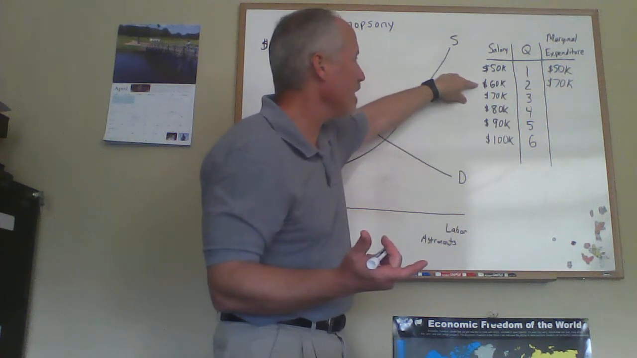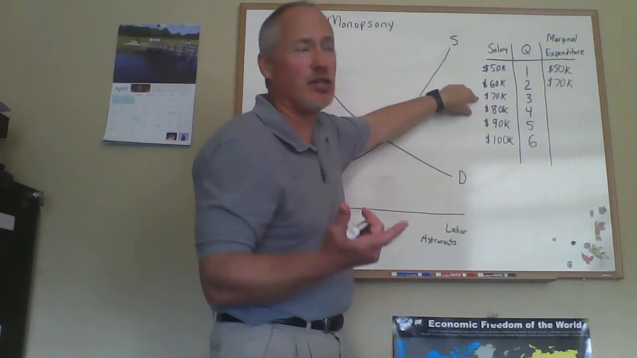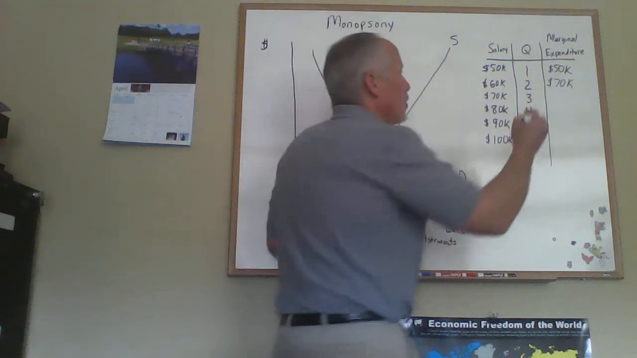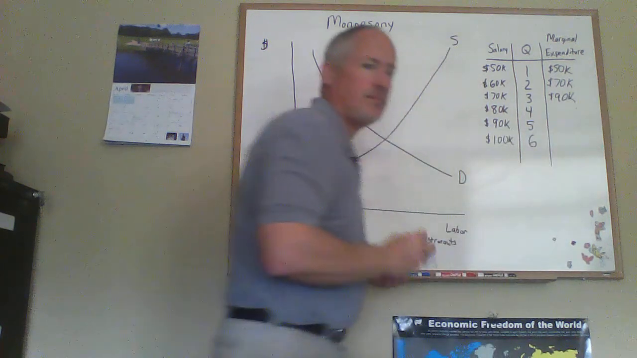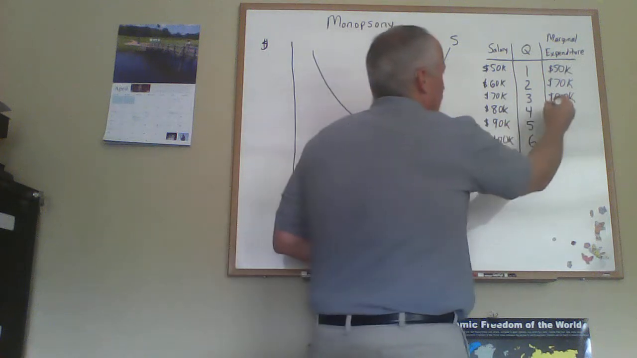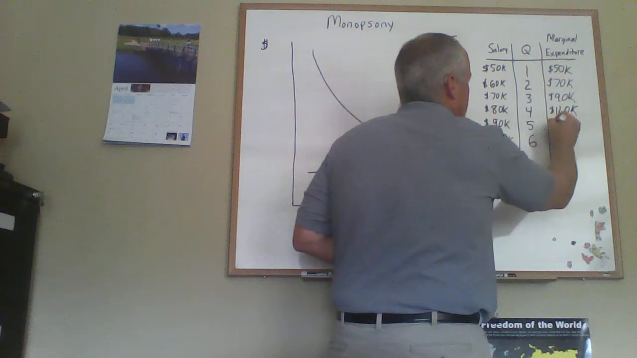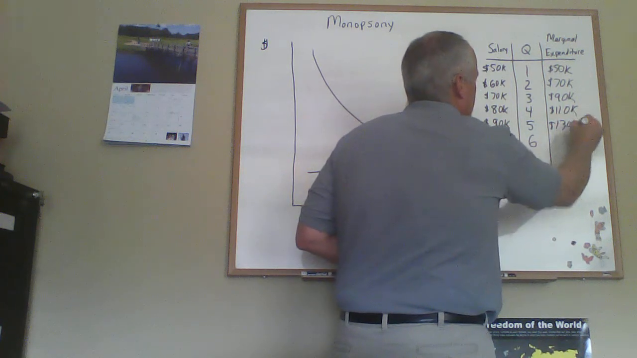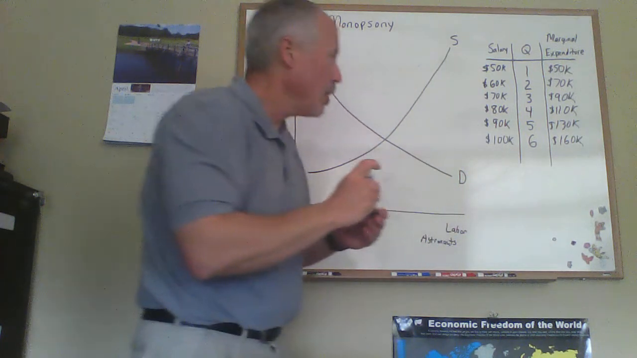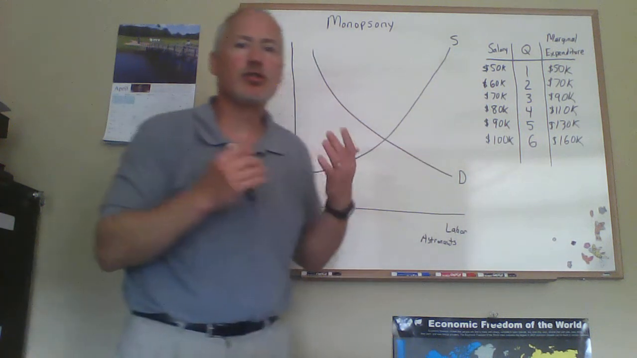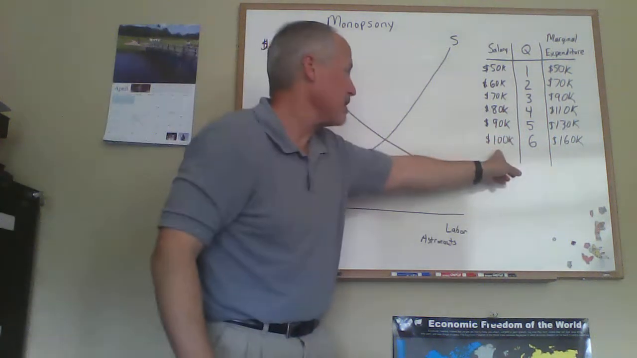It would actually be $70,000 plus. Well, we're already hiring 2 workers at $60,000. They have to boost their salaries each by $10,000. So the marginal expenditure will be $90,000, and so forth here. So it'd be 110 here. So what we can see is that the marginal expenditure is greater than the salary.